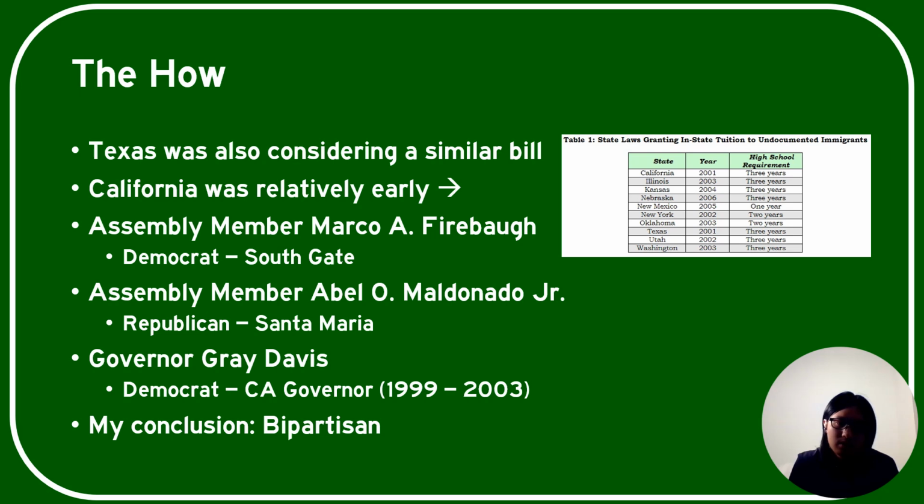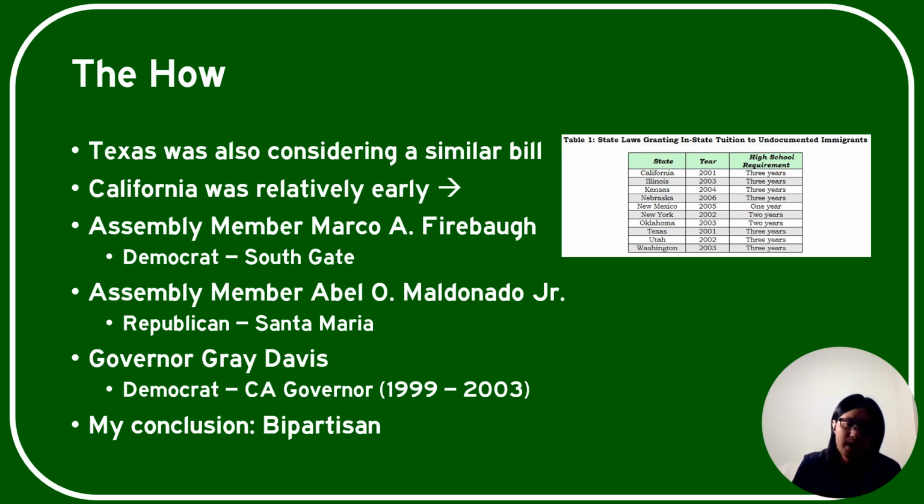And just more of the background: it was introduced to the California legislature by Assemblymember Marco A. Farball, a Democrat from Southgate, and also Assemblymember Abel O. Maldonado Jr. Again, I'm sorry if I butchered your name. He's a Republican from Santa Maria. And it was signed by Governor Gray Davis. He was a Democrat, governor of California from 1999 to 2003.